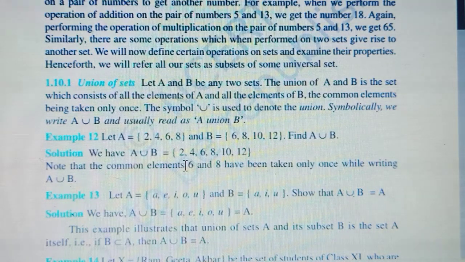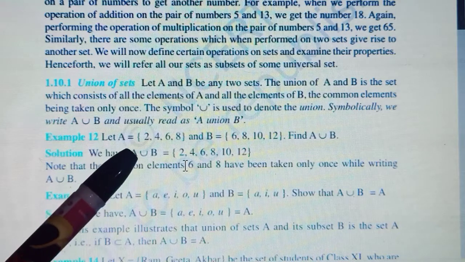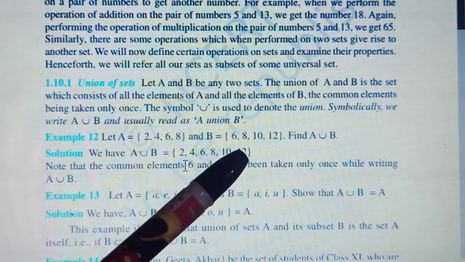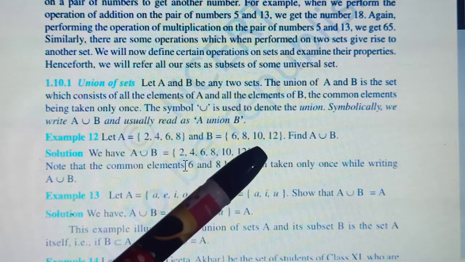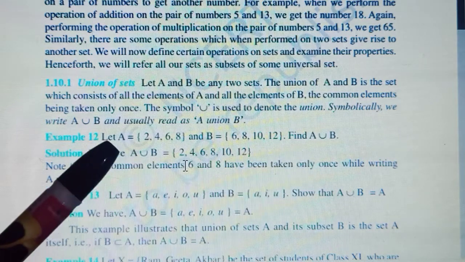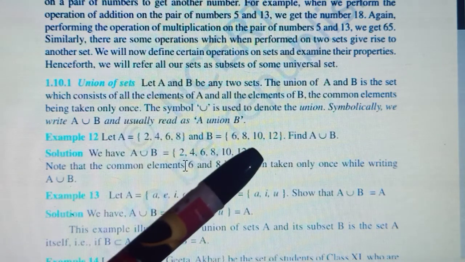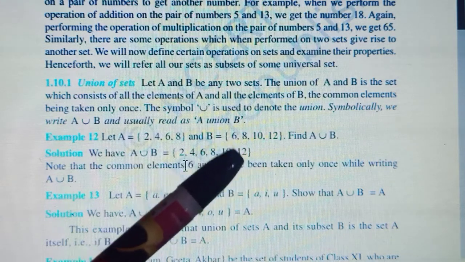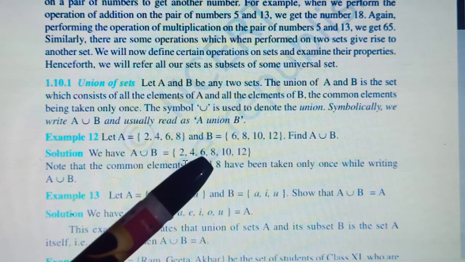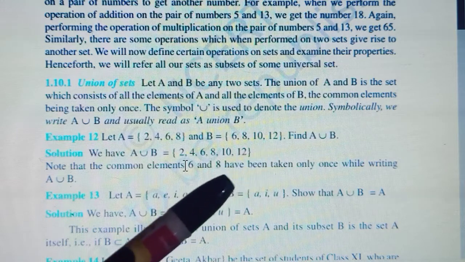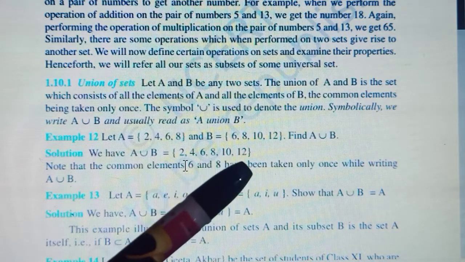And we already know that in a set, elements are not to be repeated. They've shown you an example here: set A is 2, 4, 6, 8, and set B has 6, 8, 10, 12. When you find the union, you first write all elements of A, that is 2, 4, 6, 8. Then you look for elements of B. 6 and 8 are already there, so you will not repeat them, and the remaining will also be put in, that is 10 and 12.